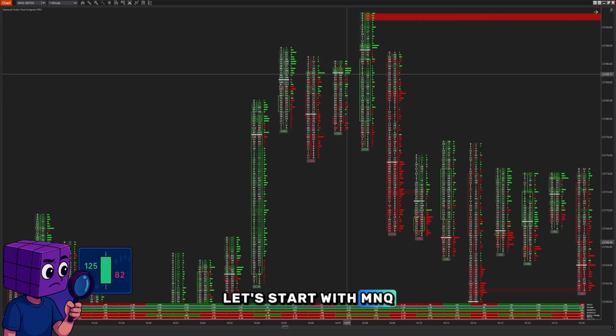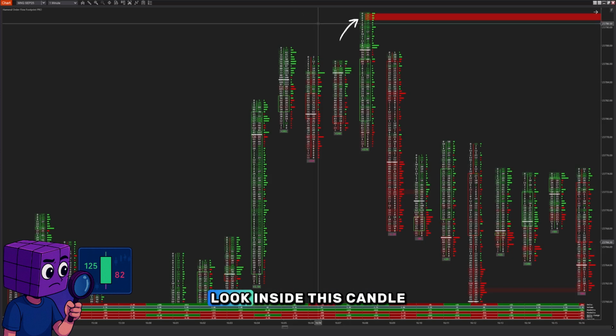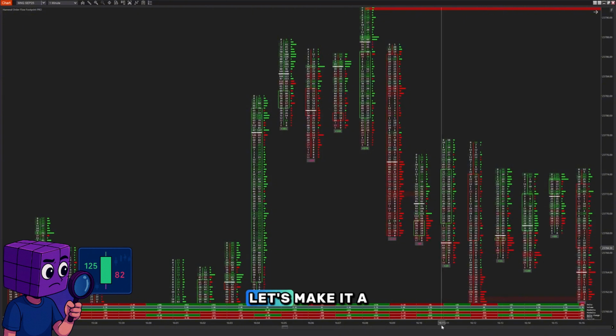Let's start with MNQ. What we have to do is search on the chart for the tops and the bottoms and look inside those candles. What happened at the top? What happened at the bottom? How were the orders? Did we have an absorption or not? And based on the things that you observe inside the candle, you can adjust some settings to have absorption only in the relevant areas. Okay, let's say here we have a top and we want to look inside this candle. Let's make it a little bigger.